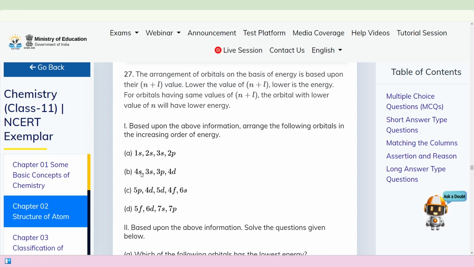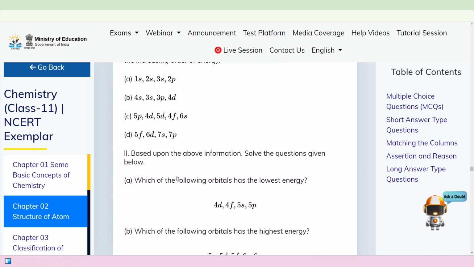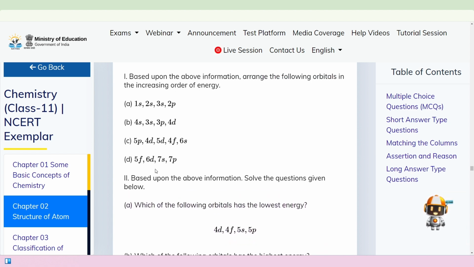Next is 4s, 3s, 3p, 3d. So n plus L value for 4s is how much? It is 4. This is 3. This is also 4. And this is 5. So this is having the lowest value of n plus L, so it will be placed first. 4s and 3p are having the same value of n plus L, but 3p is having a lower value of n, so it will be placed second. Third will be 4s, and fifth will be 4d. Okay. 3s, 3p, 4s, 4d.